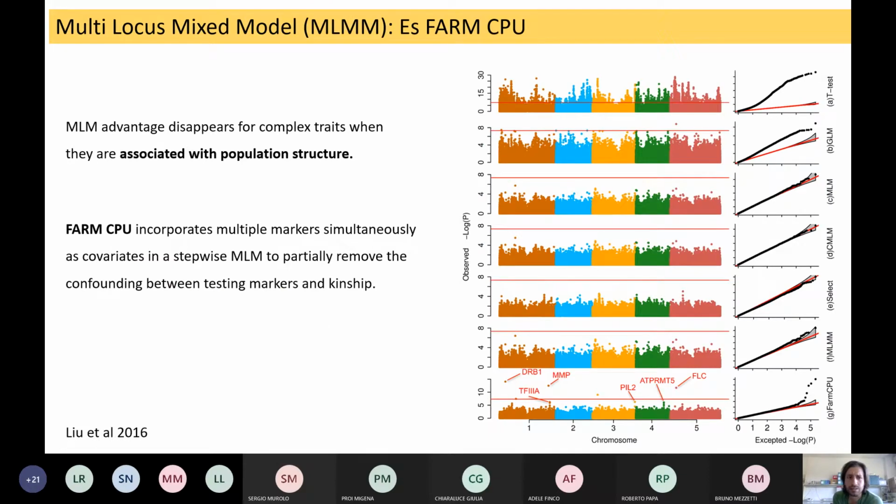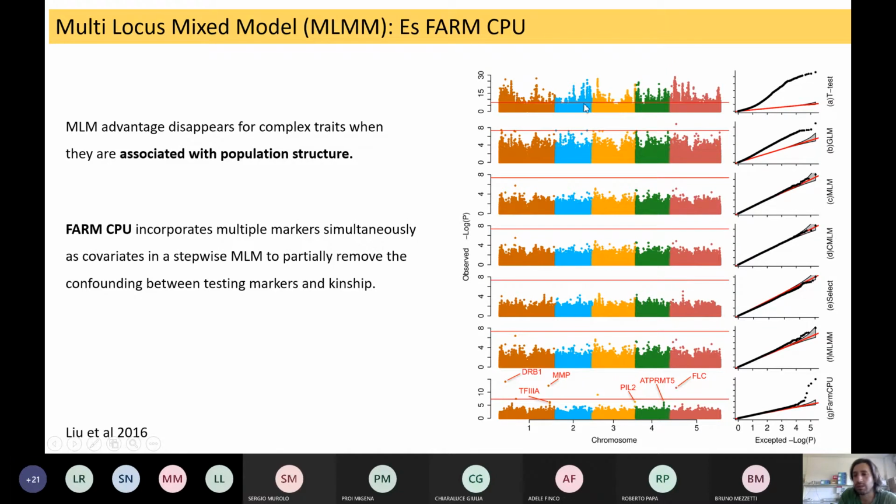The multi-locus mixed model has one example in the literature. It's called FarmCPU. It is used when different traits can be associated with the population structure. An example in plants is the flowering trait, which can really be associated with population structure. In that case, this multi-locus mixed model incorporates multiple markers simultaneously as covariates in a stepwise model, and with this stepwise process, it can remove the confounding effect of the population structure.